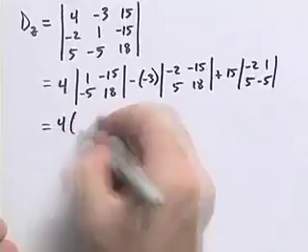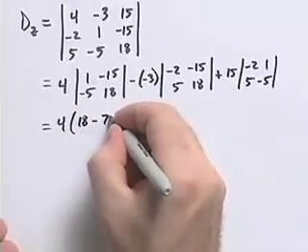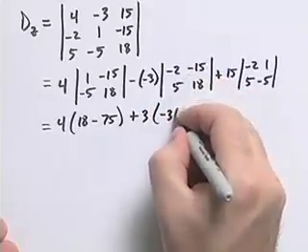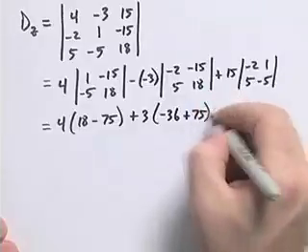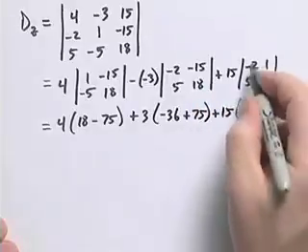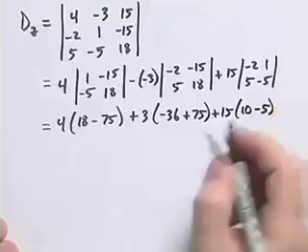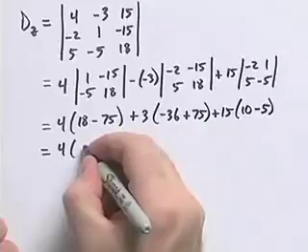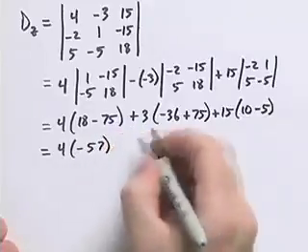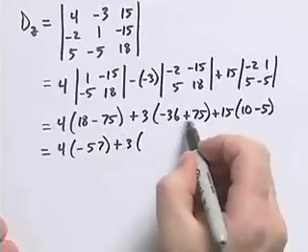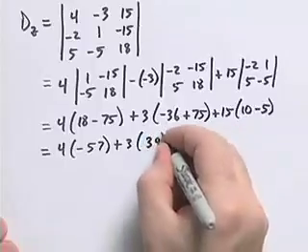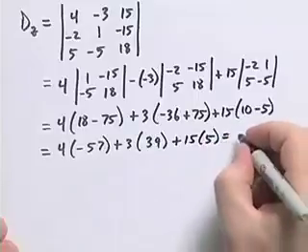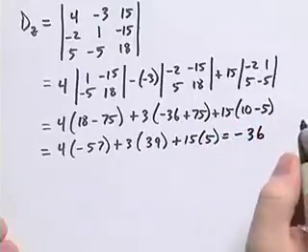So here we'll have 4 times 18 minus 75, plus 3 times negative 36 plus 75, plus 15 times 10 minus 5. Gives us 4 times, now 18 minus 75 is going to be negative 57, plus 3 times negative 36 plus 75 will be 39, and then plus 15 times 5. Evaluate that out, we'll get negative 36.